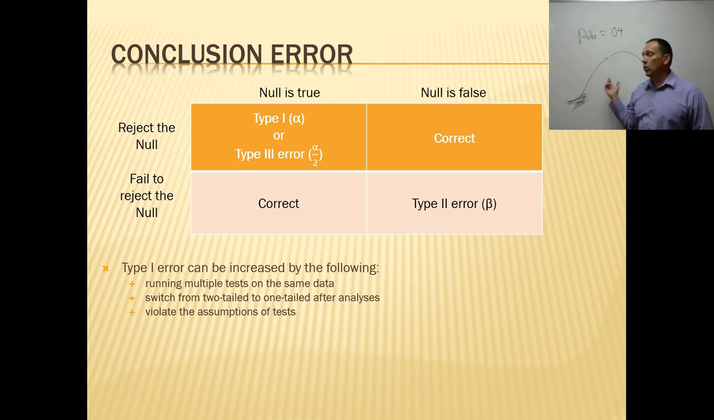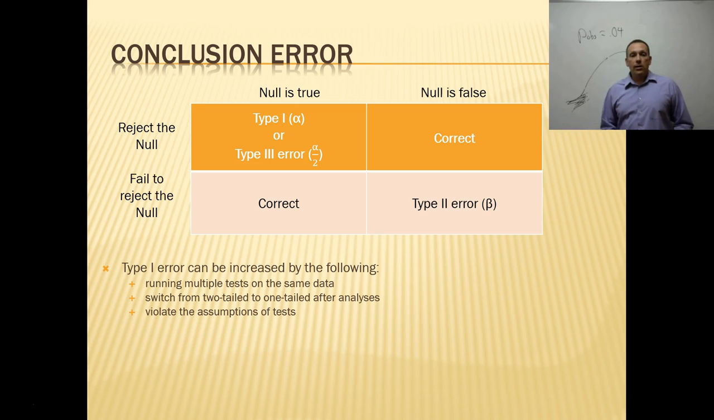One, if I run multiple tests on the same data, I can increase my type 1 error. So every test I run has 0.05. If I run multiple tests, that 0.05 sort of compounds, and there is a formula we'll look at later in the face-to-face section. But just be aware, if I run multiple tests on the same data, I'm increasing the likelihood that I'm finding something that's just sort of accidental, if you will.